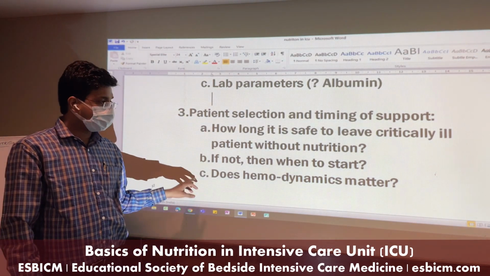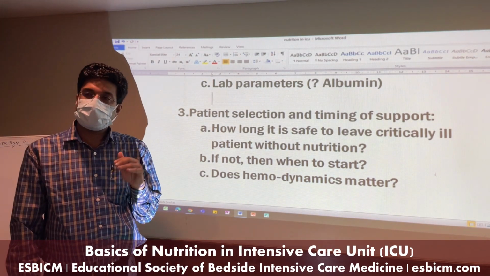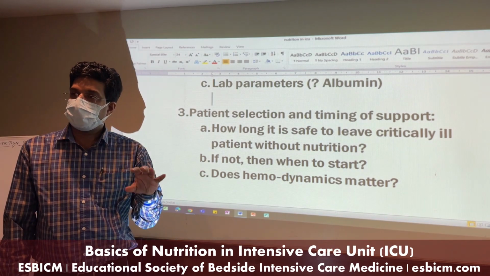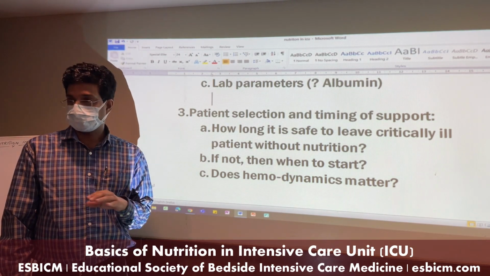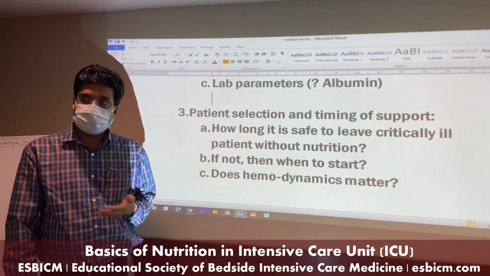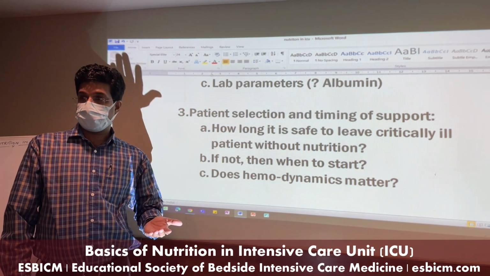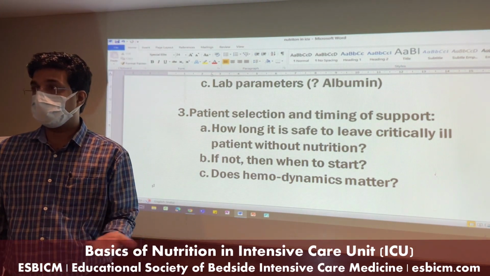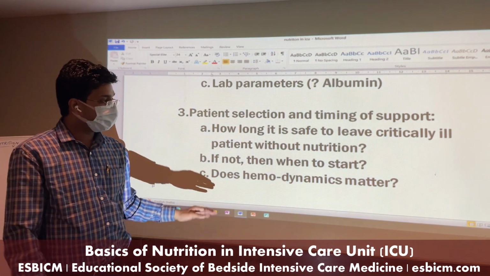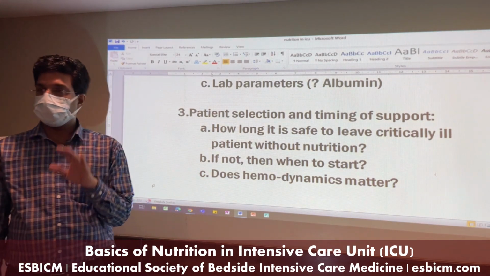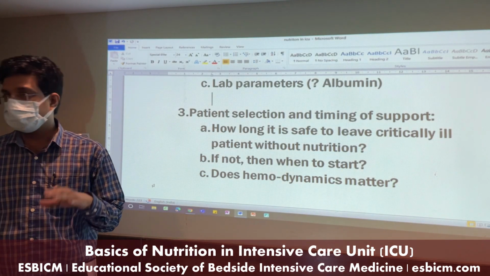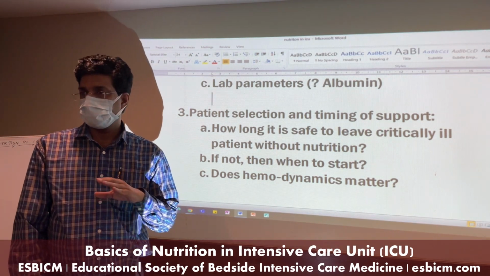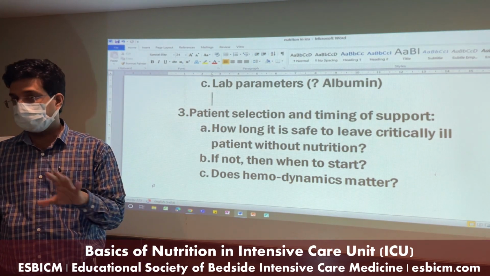It will disturb the hemodynamics also. So make sure, as fast as you can, you make the patient hemodynamically stable. We'll discuss if the patient is not stable for 24, 48 hours, what we can try, how we can feed. But the first thing you should do is make the patient hemodynamically stable as much as you can in the first 6 hours, 12 hours, 24 hours.